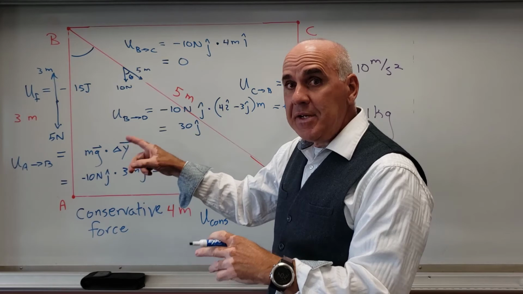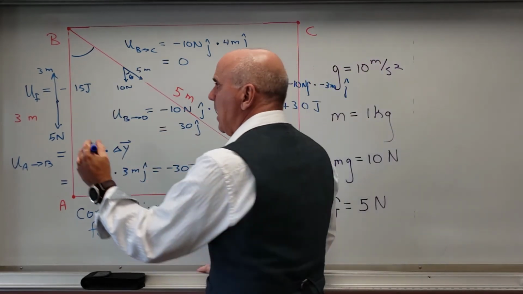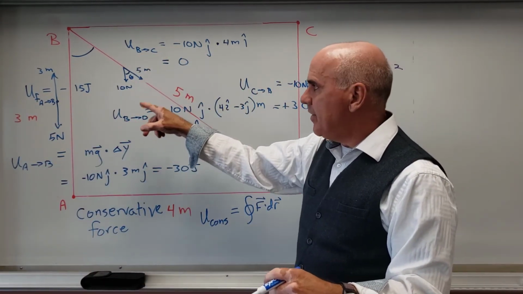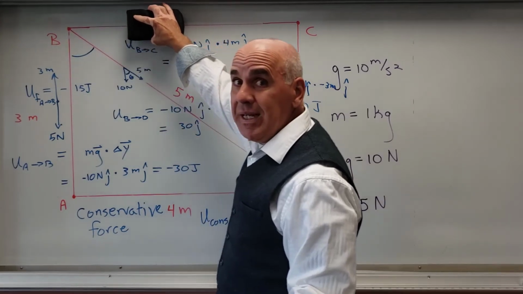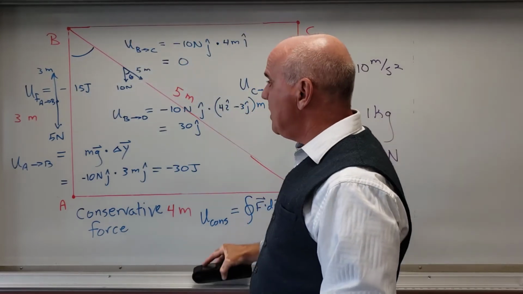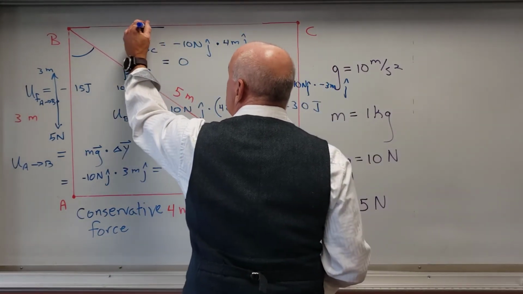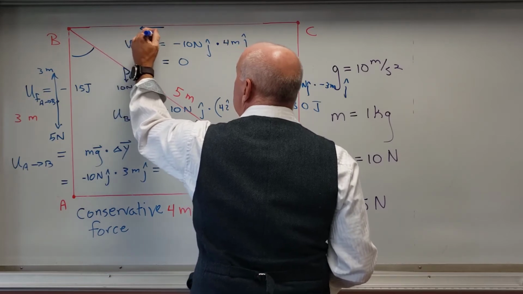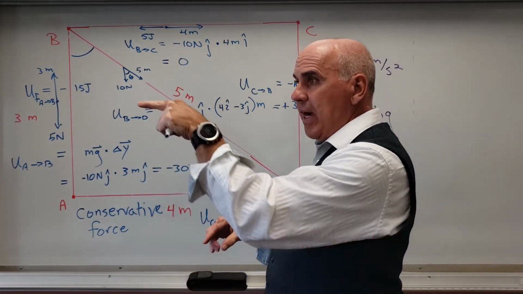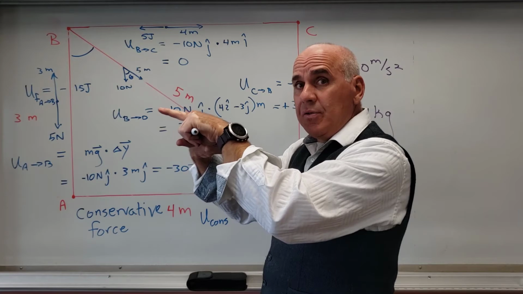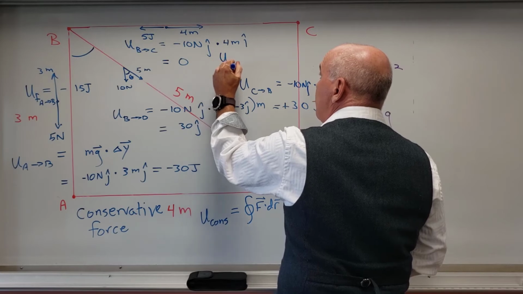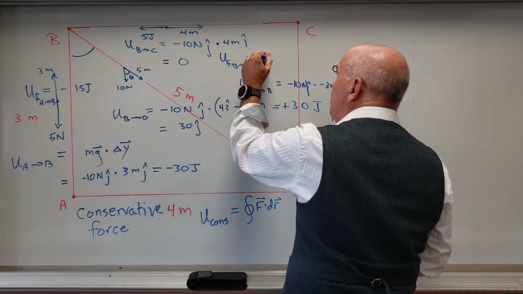Okay, that's moving it from A to B. Let me just put A to B. All right, so the work done by friction from A to B is negative 15 joules. Now when I slide it from B to C, there's 5 newtons in this direction, and there's 4 meters in the opposite direction. So I'm going to get negative 20 joules.